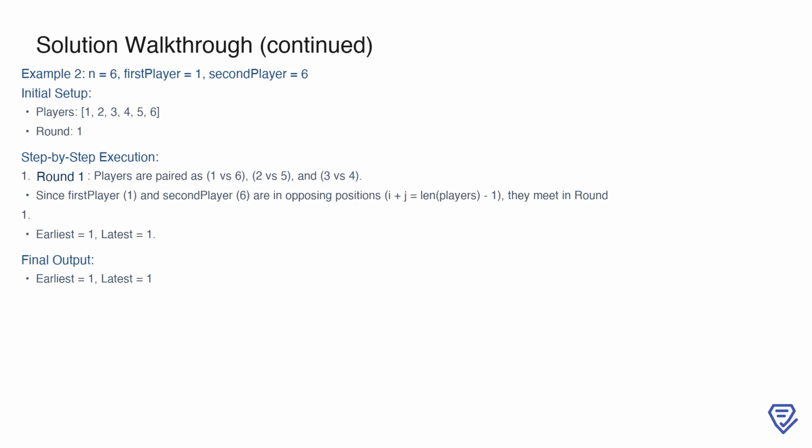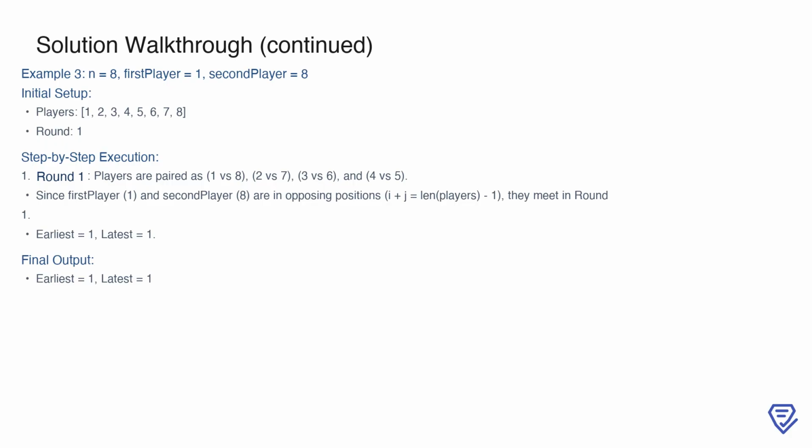Now, in this example, there are 6 players, numbered 1 through 6. In the initial setup for round 1, the players are paired as 1 versus 6, 2 versus 5, and 3 versus 4. Again, we see that players 1 and 6 are in opposing positions because the sum of their indices equals the total number of players minus 1. This means that they compete directly in the first round. As a result, the earliest round where they meet is 1, and since they meet right away, the latest round is also 1. The final output here is earliest equals 1 and latest equals 1.